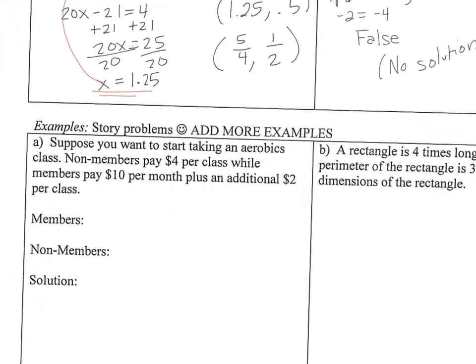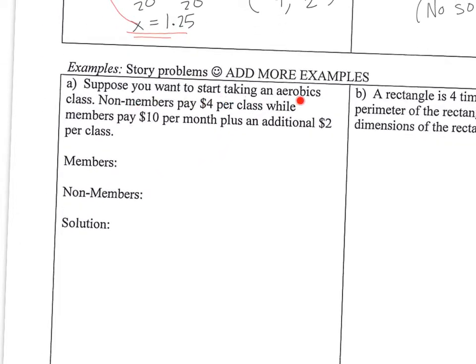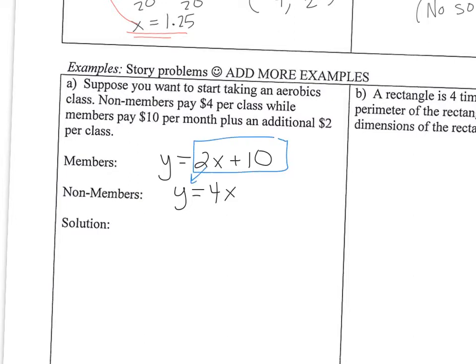Okay, then we're going to do a few word problems. Suppose you want to start taking an aerobics class. Non-members pay $4 per class, while members pay $10 per month plus an additional $2 per class. So I'm going to write an equation for members, which is y equals 2x plus 10, and for non-members, which is y equals 4x.